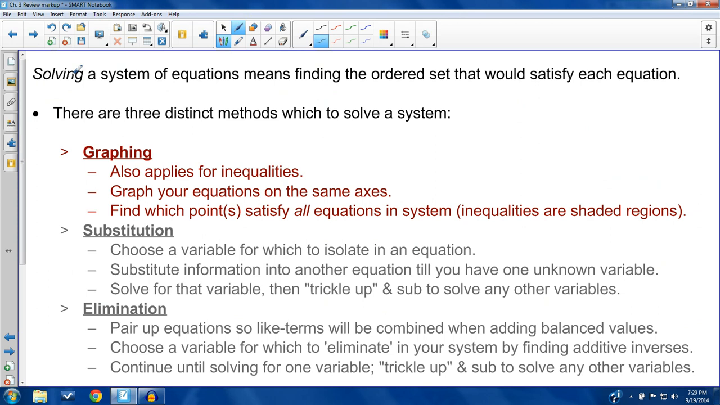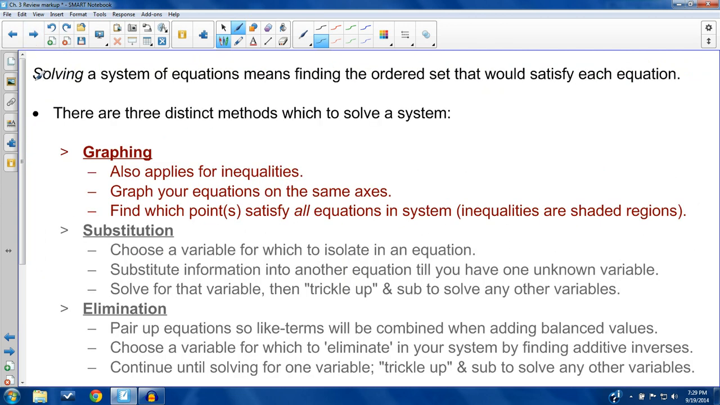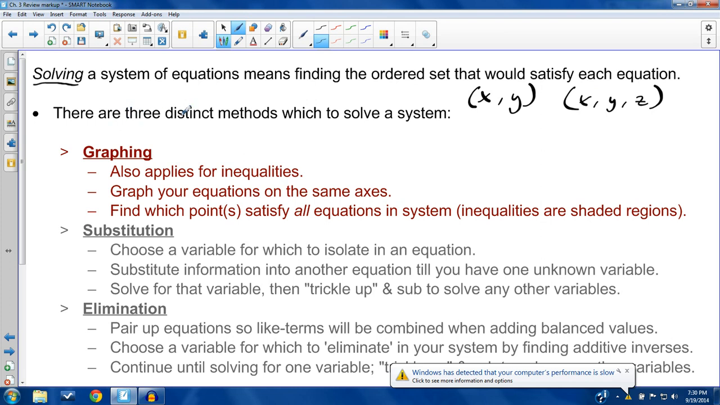Doing more notes here, let's talk about solving a system of equations. Before, we found out what kind of system it'd be, how many solutions we expect. Now we're going to find out what x and y really are. Solving a system of equations means finding the ordered set that satisfies each equation. When you have a system with 2 equations and 2 unknowns, you're just looking at an x-y set, a coordinate pair. What set of values works? If there are 3, which we'll get into later, maybe x, y, z, you'll get an ordered triple instead of an ordered pair, etc.